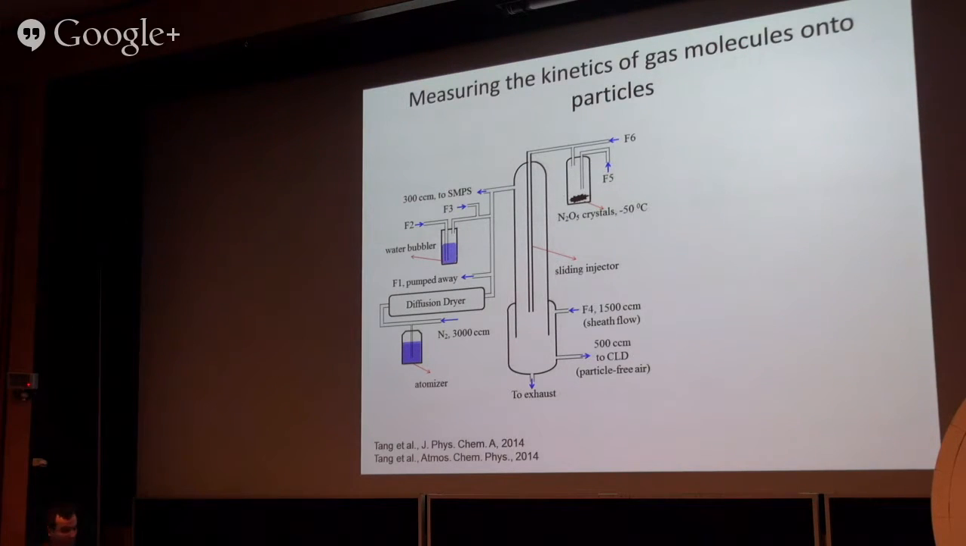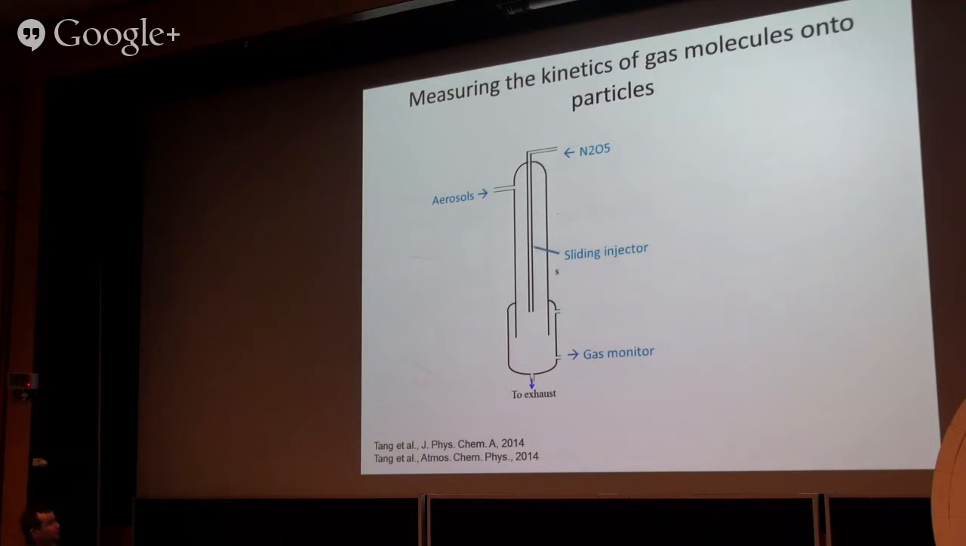Okay, so this is how we measure the kinetics. I haven't got time to really go into all the ins and outs of it, so I've much simplified it. Essentially what we do is we put some aerosols into a tube, and then we put the gas of interest, in this case N2O5, down the sliding injector. The sliding injector is nice because we can vary the amount of time that the aerosol sees the gas species. And by varying that reaction time, we can work out the kinetics. So essentially, how fast is the reaction between N2O5 and aerosols. If they don't react, we won't see any difference between the different slider positions.